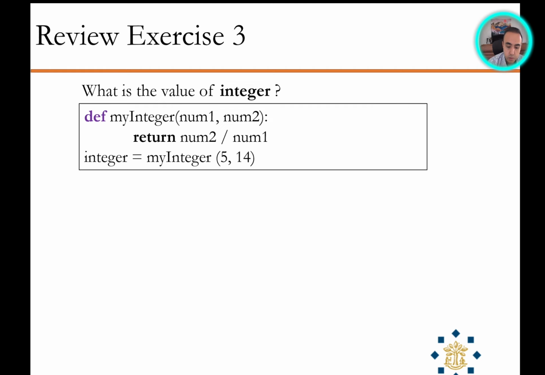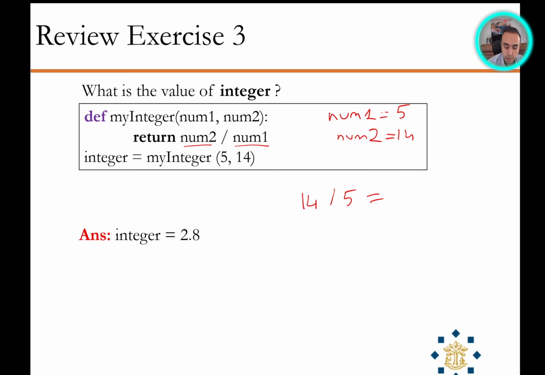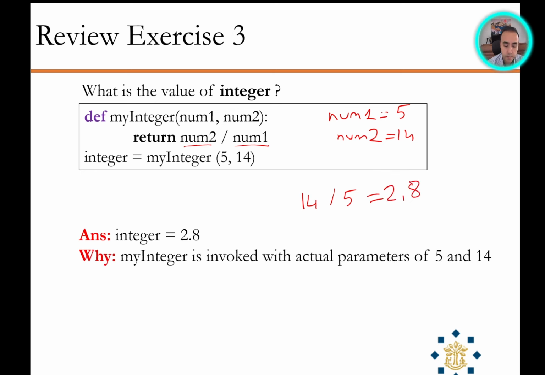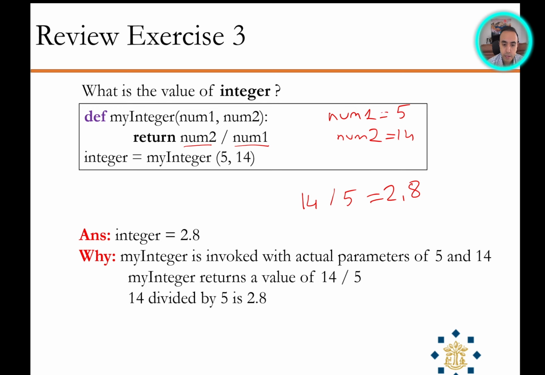Okay, so now num1 is 5, num2 is 14. So what do we return? We return num2 divided by num1, right? So we return 14 by 5, which is 2.8. So again, similarly, it goes the same way.